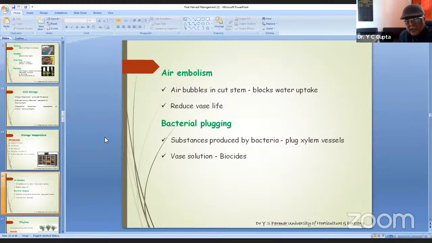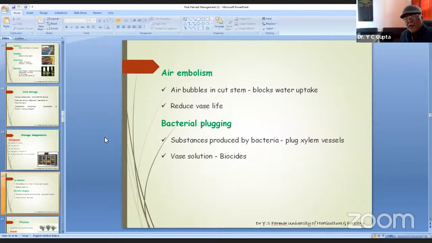These are some of the physiological plugging problems we come across. If you harvest flowers and keep them in your hand, air bubbles will enter the vessels and choke the flower's vascular vessels. Then when you put those flowers in your basket, they will never take up water.